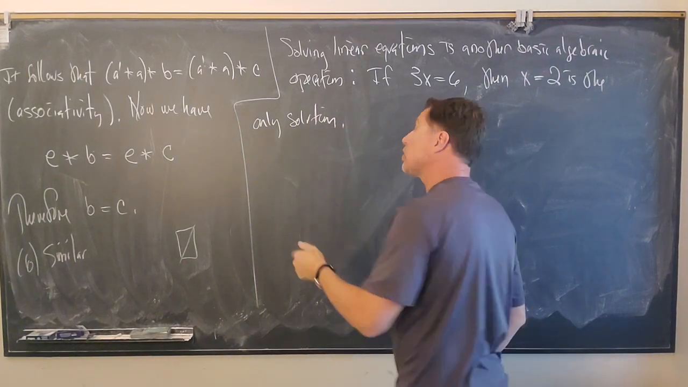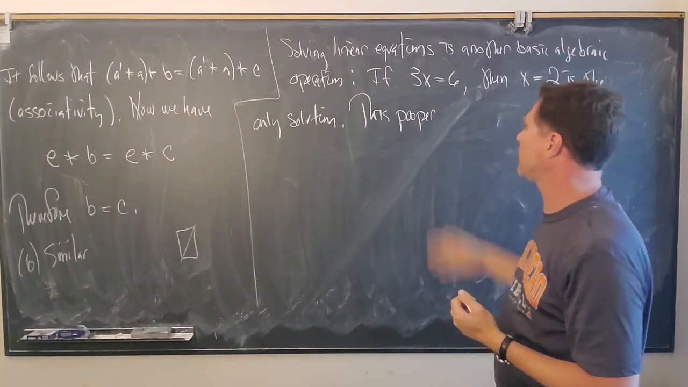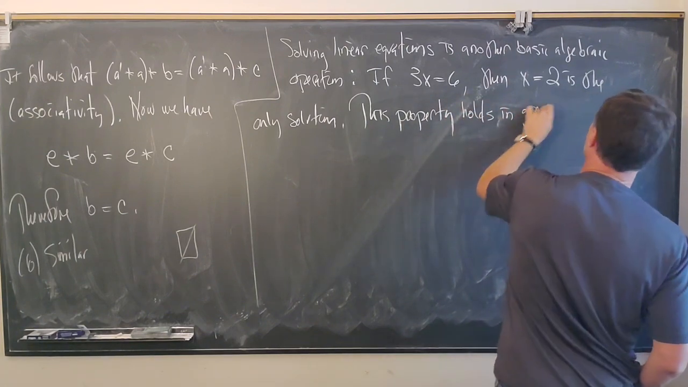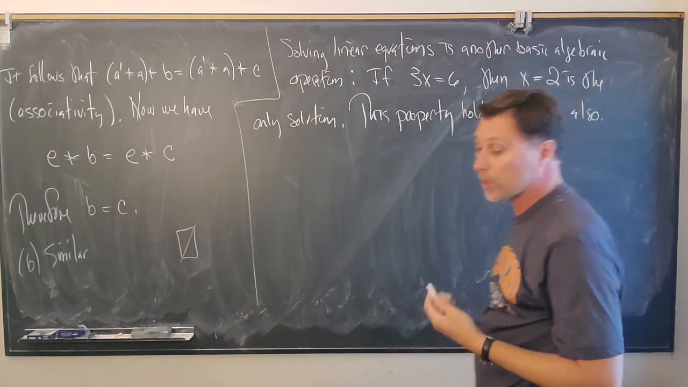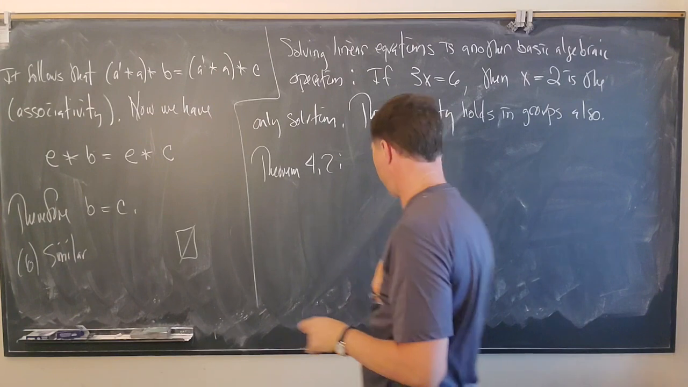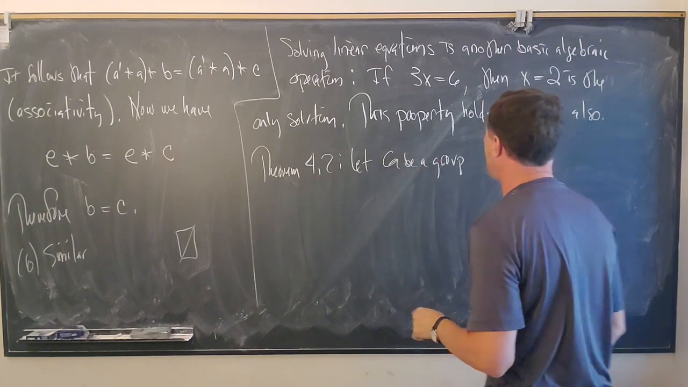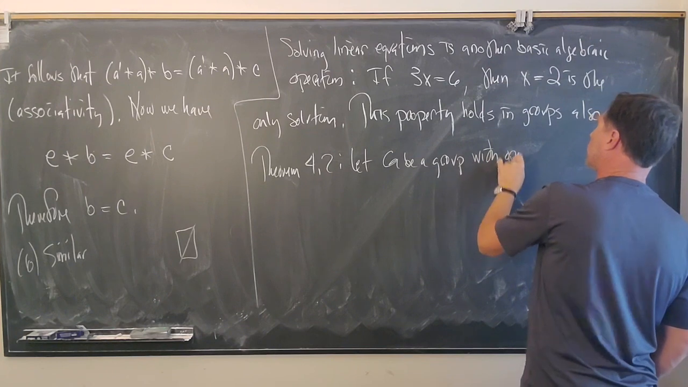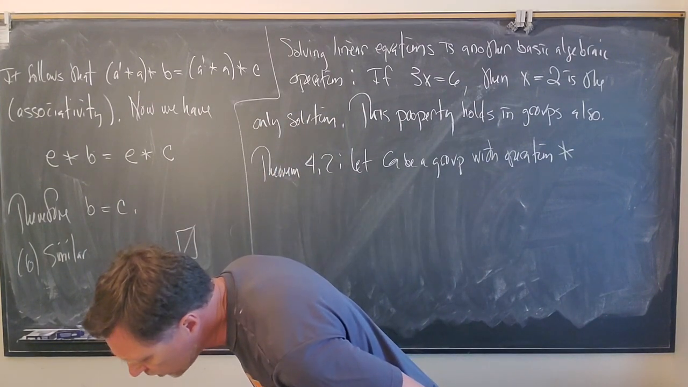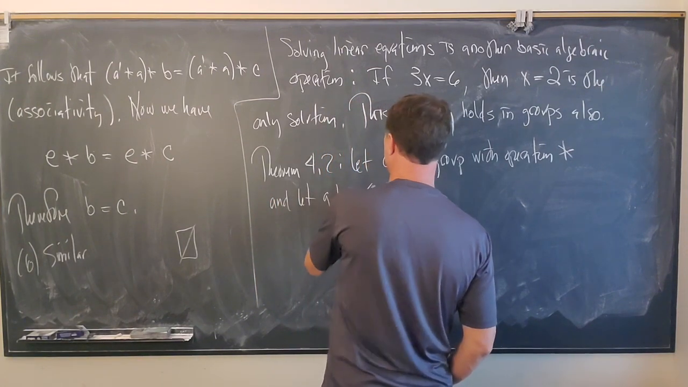So it turns out that this property, the ability to solve equations of this type, also holds in groups. So we'll state this as theorem 4.2. Let G be a group with operation star. And then I need a couple of elements in G. Let's call them little g and little h. So let little g and little h be elements of capital G.